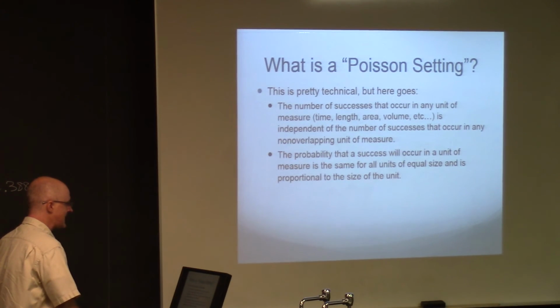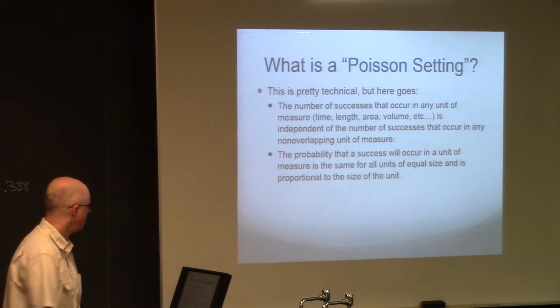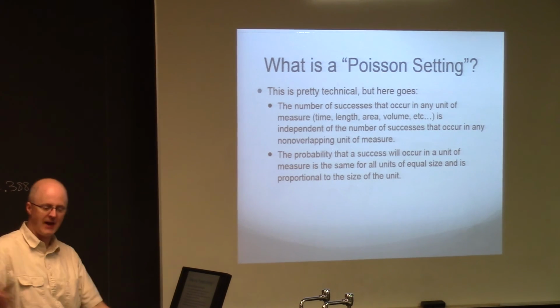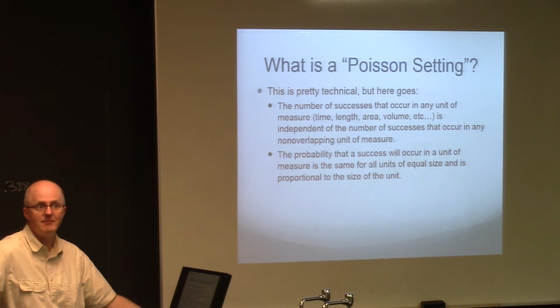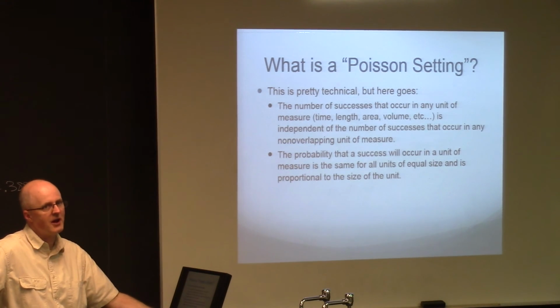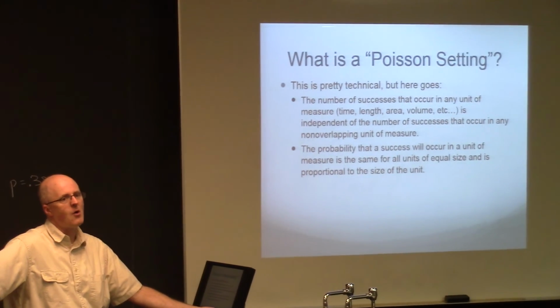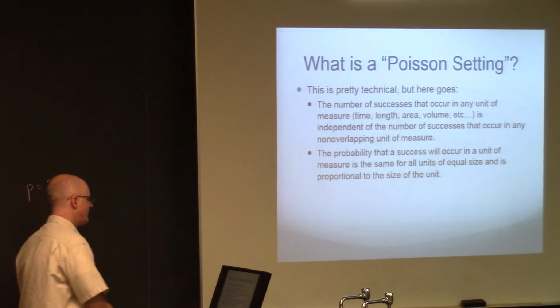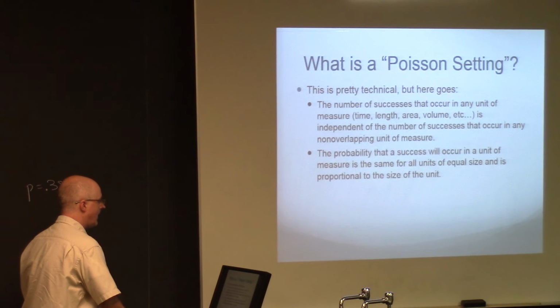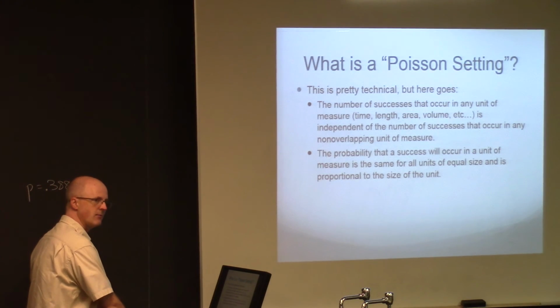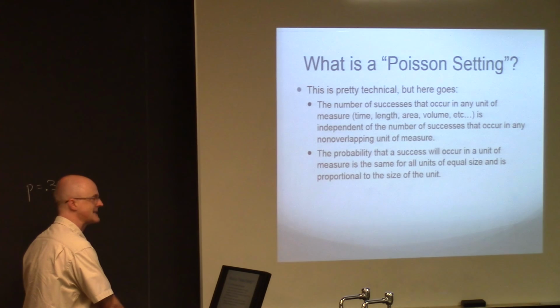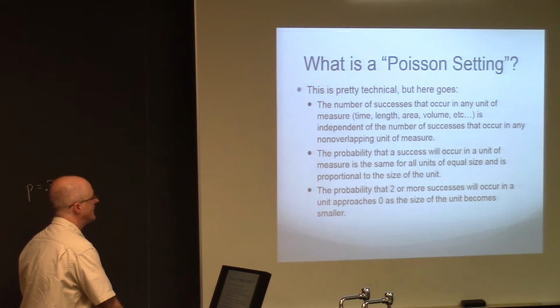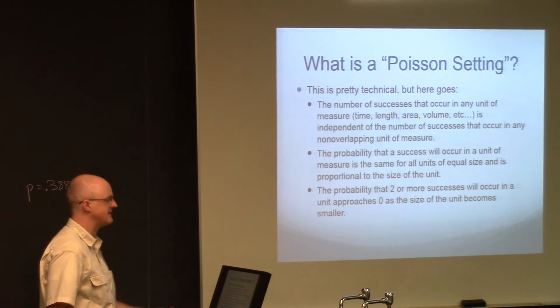The probability of a success occurring in a unit of measure is the same for all units of equal size, like 1 meter, and it's proportional to the size of the unit. If I had 2 meters, I might expect twice as many bacteria. Now with bacteria, you're talking about billions of them, so it's probably better to use a normal distribution or something anyway. But it certainly makes some sense that the number of bacteria that you would count would be proportional to the size of the unit. And the probability of 2 or more successes occurring in a unit approaches 0 as the size of the unit becomes smaller.